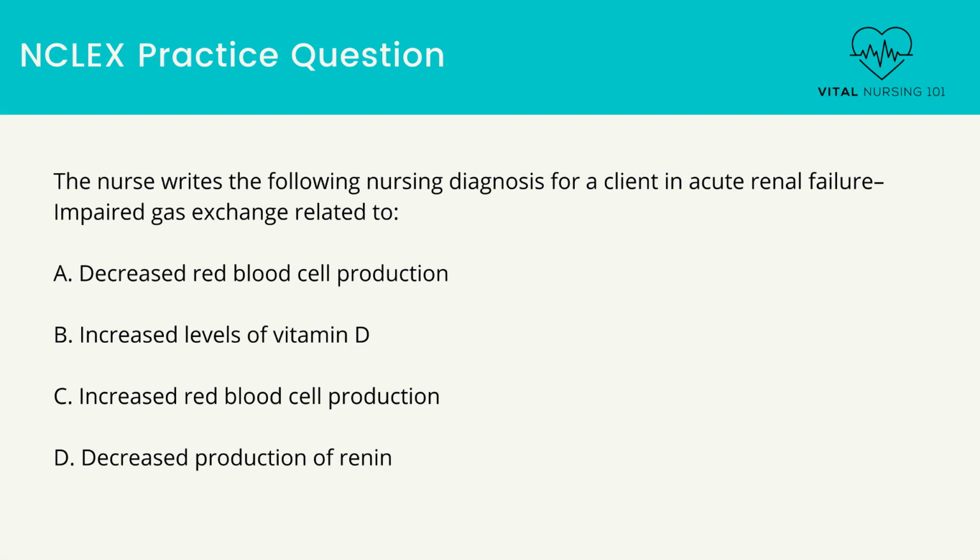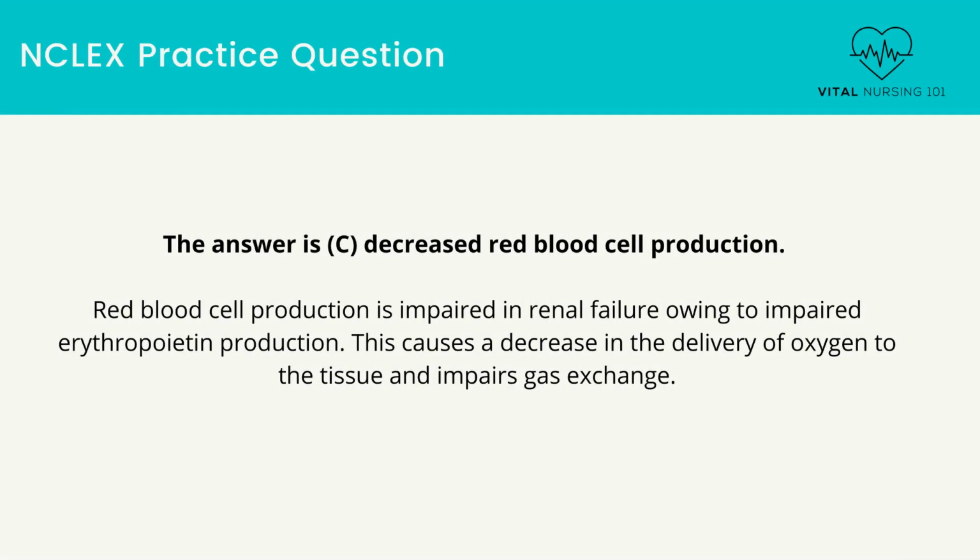The nurse writes the following nursing diagnosis for a client in acute renal failure, impaired gas exchange related to decreased red blood cell production, increased levels of vitamin D, increased red blood cell production, decreased production of renin. The answer is decreased red blood cell production. Red blood cell production is impaired in renal failure owing to impaired erythropoietin production. This causes a decrease in the delivery of oxygen to the tissue and impairs gas exchange.